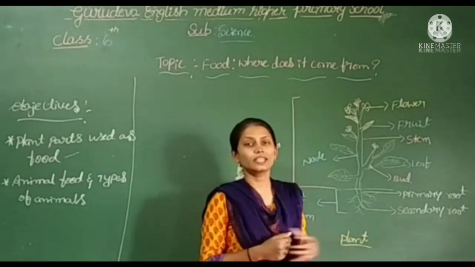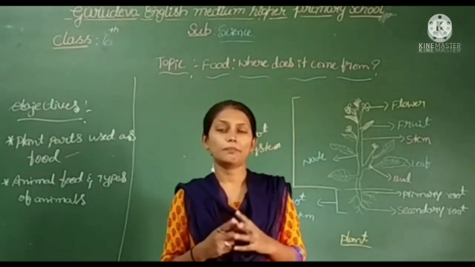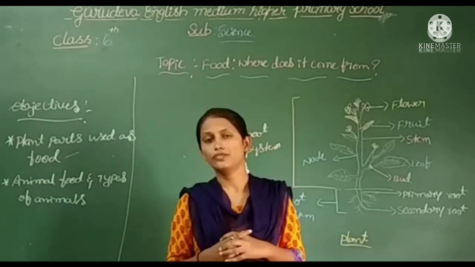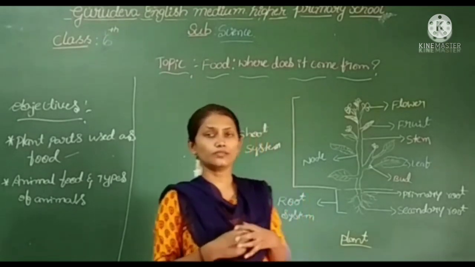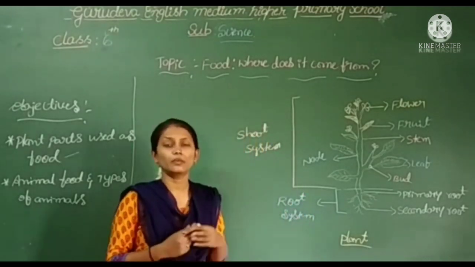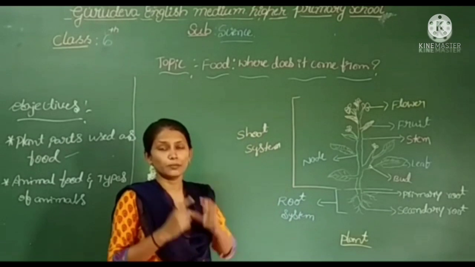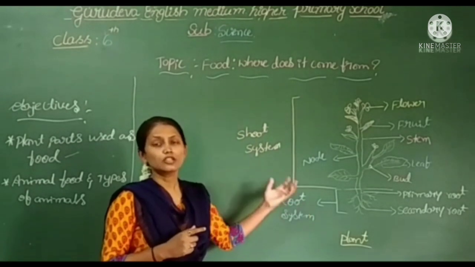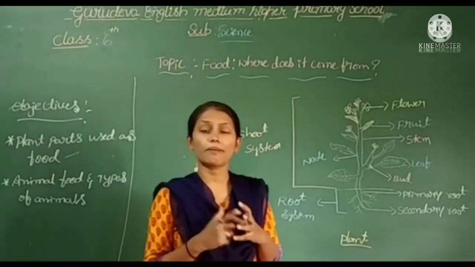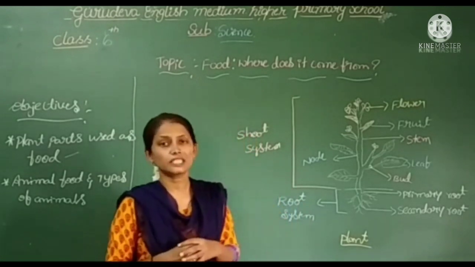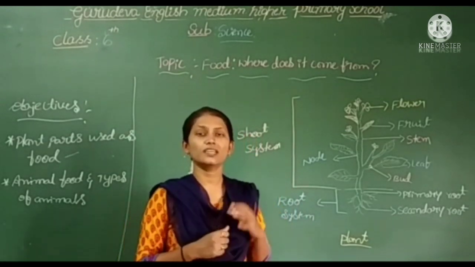Now let us discuss which plant parts we use as food. Dear children, as we know, a variety of food items are obtained from the plants. Means we are completely dependent upon the plants. So which are the food items? Which plant parts are we eating as food? Now let us discuss in detail.